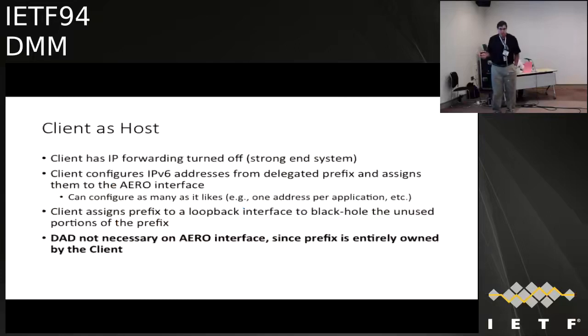So there are a couple of different ways to look at the client. One is to look at the client as a pure host, which has IP forwarding turned off in the strong end system model. It configures IPv6 addresses from the delegated prefix and assigns them to the AERO interface. And it can configure as many as it likes. Even if you wanted, for example, one address per application, you can configure millions of addresses from the delegated prefix. And the client would then assign the prefix itself to a loopback interface to black hole the unused portions of the prefix.